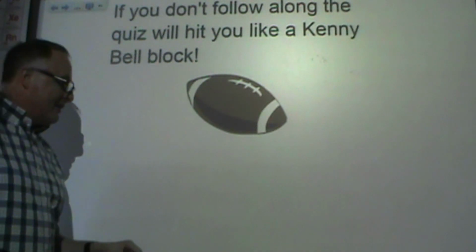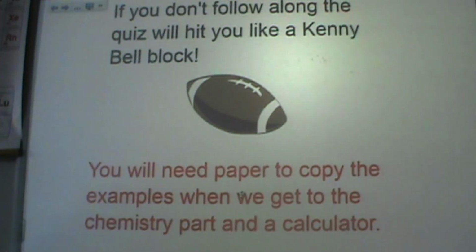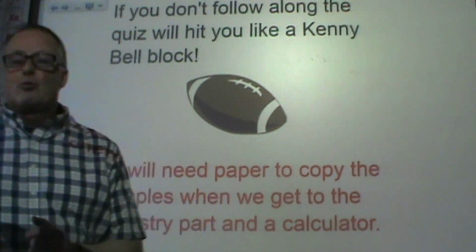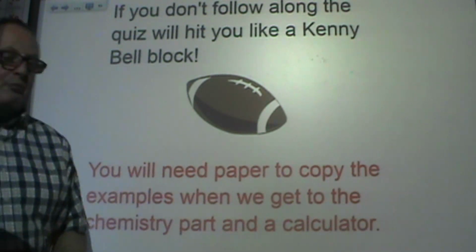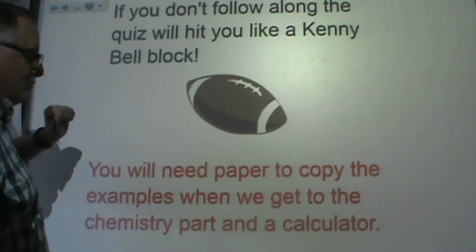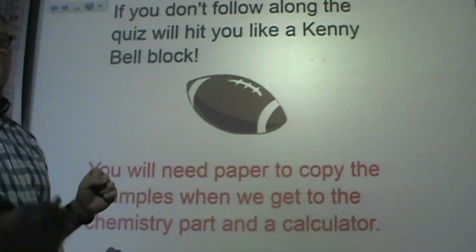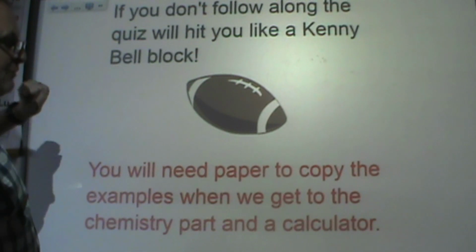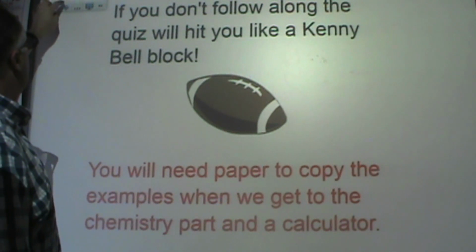All right, we don't want that to happen, so out of my desire for you to do well, you will need paper to copy the examples when we get to the chemistry part, and you will need a calculator. It's one of those things that will seem really simple if you just watch me do it or watch somebody else, and then you'll be really confused and think that the questions are completely different when it's actually you that has to do them. So follow along, and we're going to start out really simple, and then it will build up to where we're going to be, which is still not real difficult. Remember, it's only one extra step to the stoichiometry you're already comfortable with and know and love.